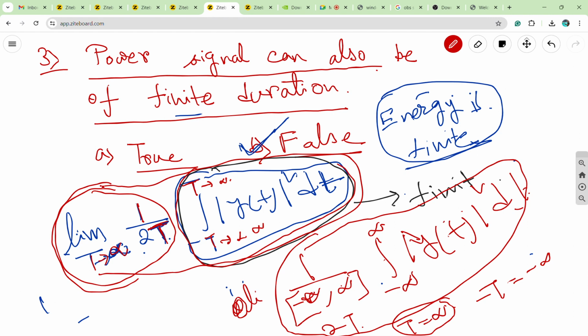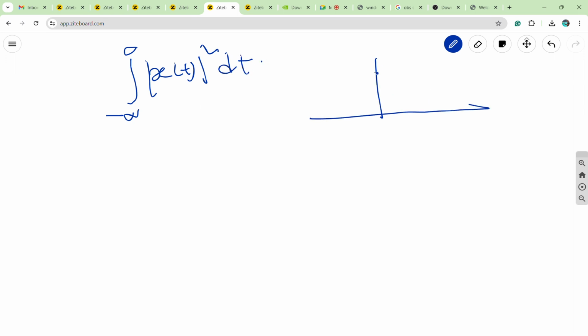He asked why we are putting the limit t tends to infinity. Okay. So let's clear everything here. What was the energy definition? The integral from minus infinite to infinite of x(t) squared dt. Why are we doing that? Because suppose you have a signal with t tends to infinite, we have to calculate what the energy is. This is clear for you, right?